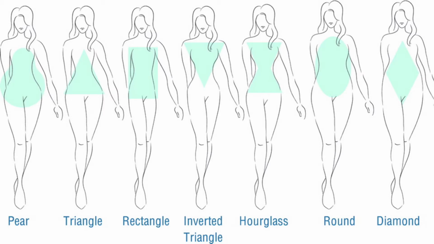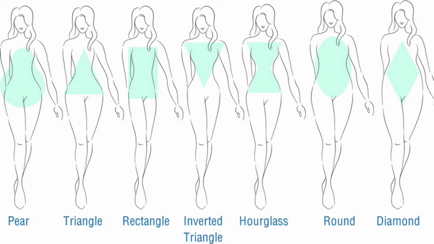Now the next one is inverted triangle or upside down triangle, and this is where your bust is larger than your hips. And the waist is not very well defined in this. You're pretty much straight from the waist down. An hourglass is where the bust is larger than the hips and the waist is very small. It's very well defined to create that hourglass figure.